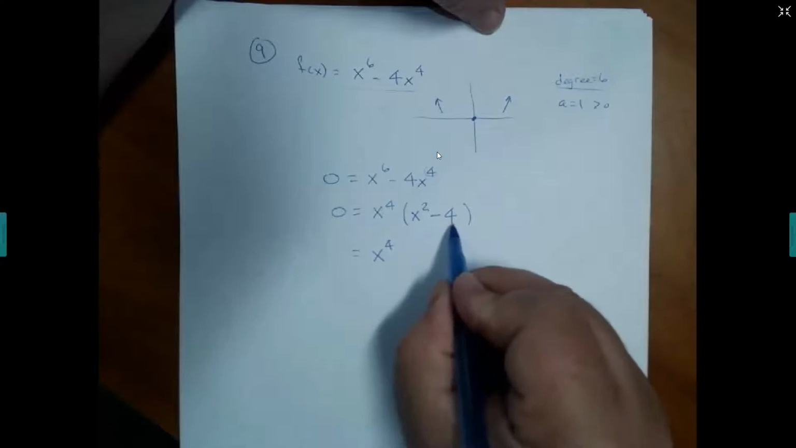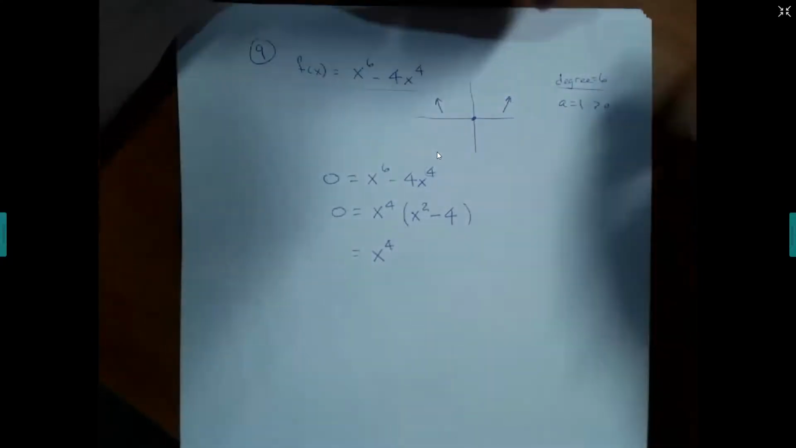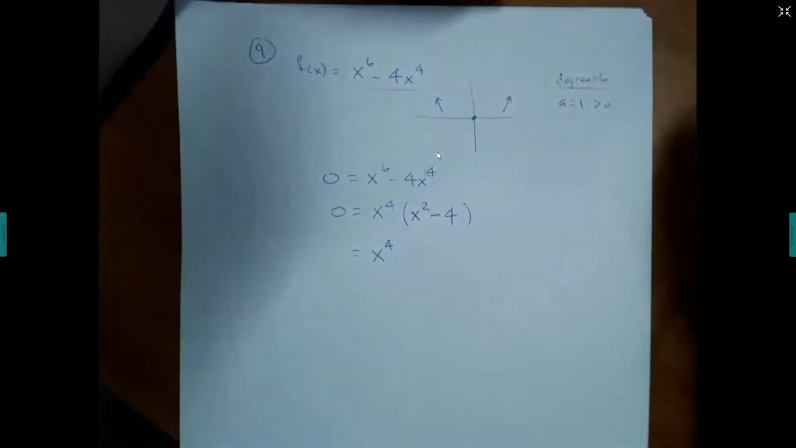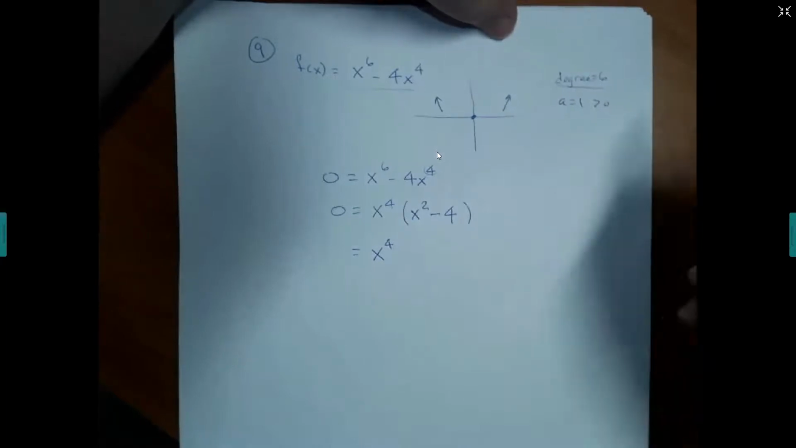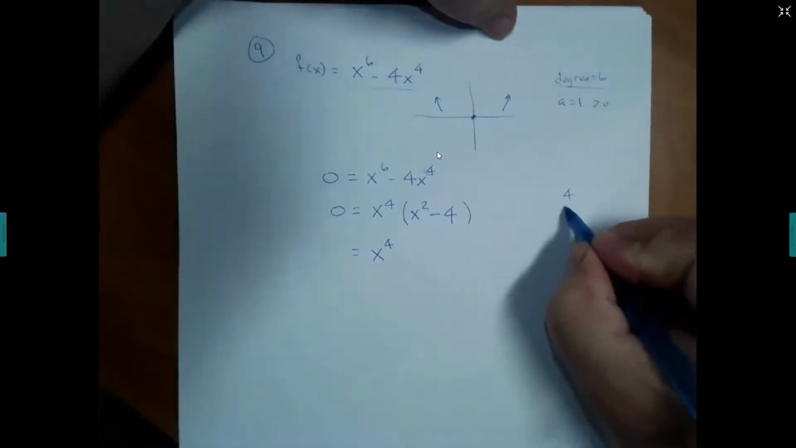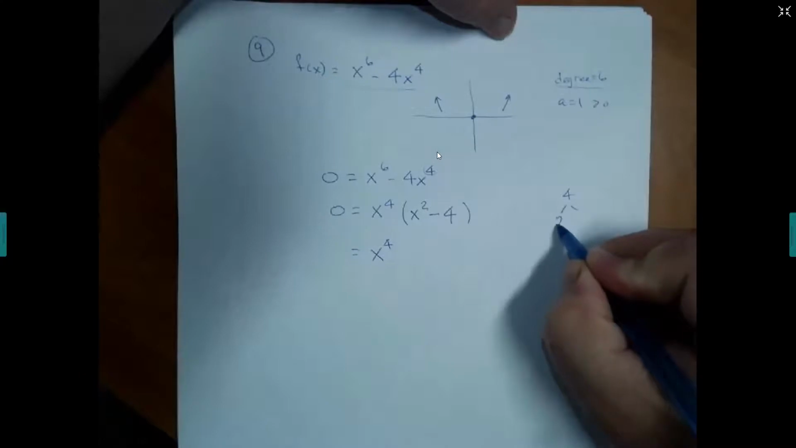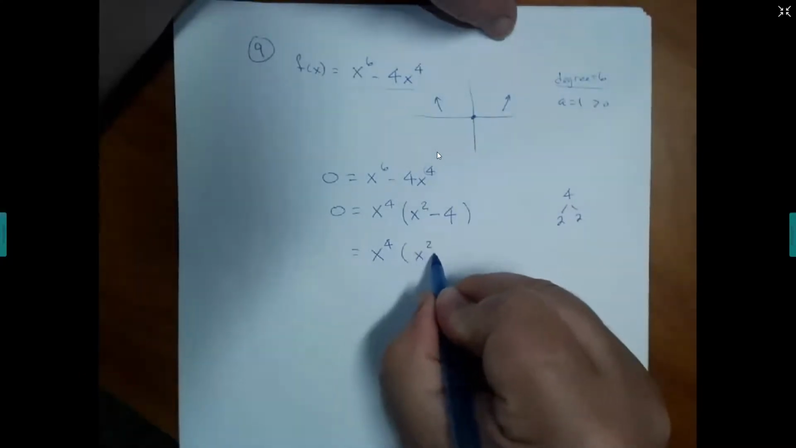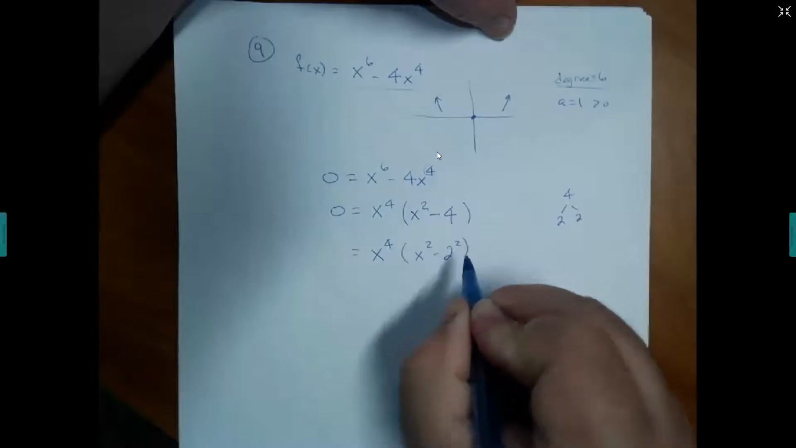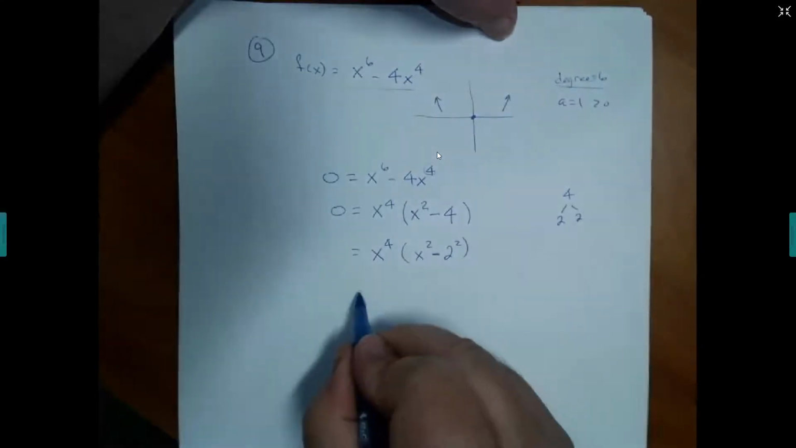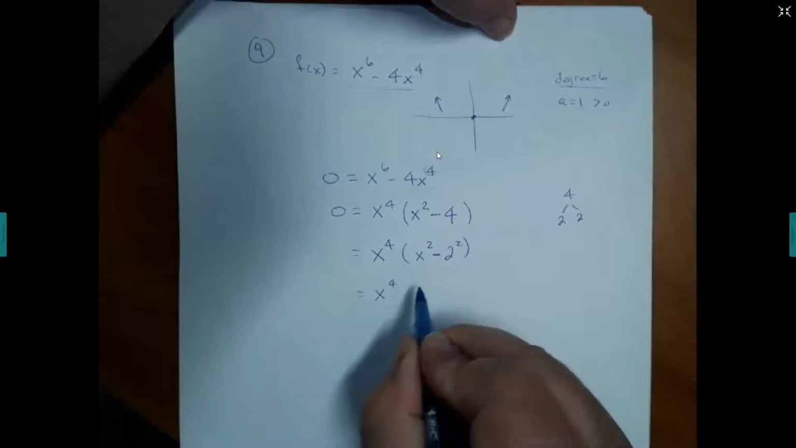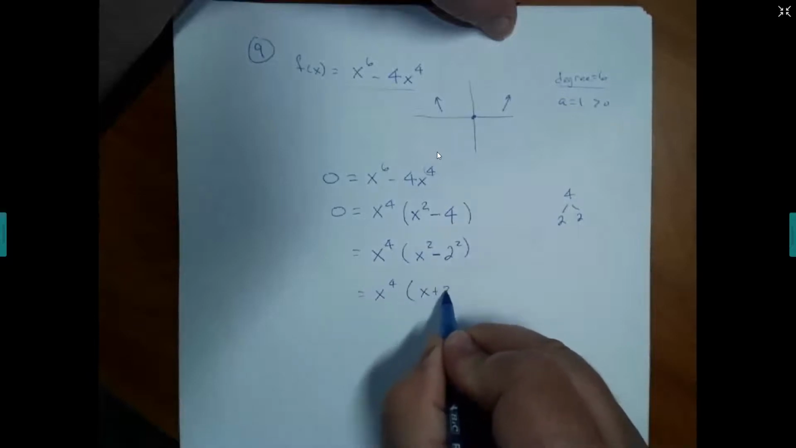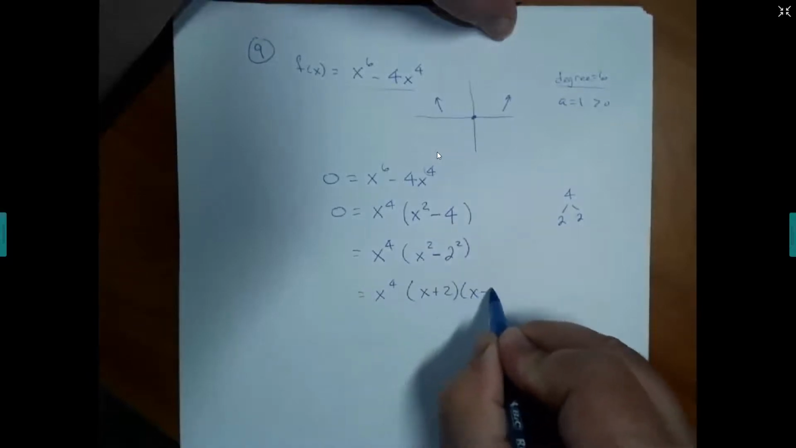Inside this parenthesis, can we factor that any further? x plus 2, x minus 2. Very good, yes, because 4 is 2 squared. It's the difference of 2 squares. So the answer would be x to the 4th times x plus 2 times x minus 2.